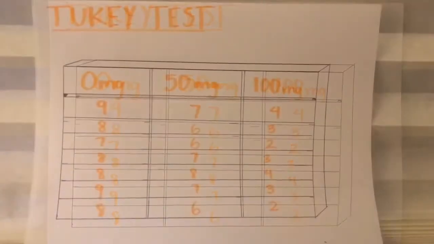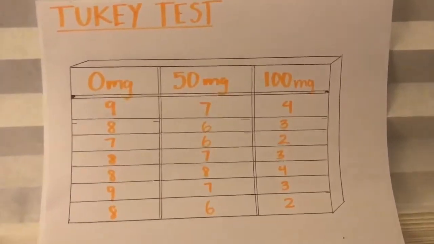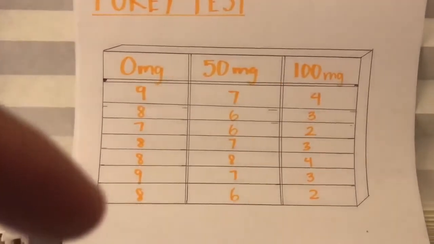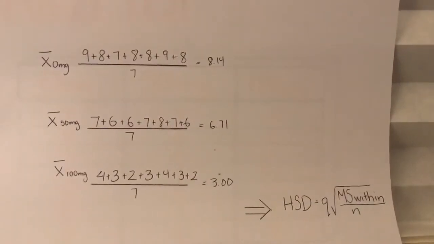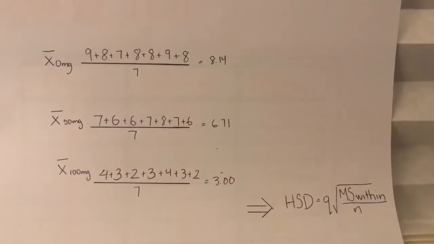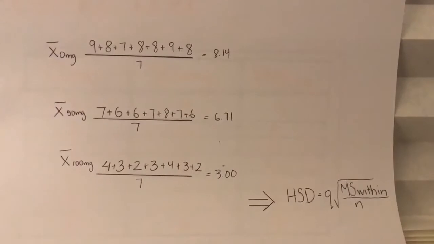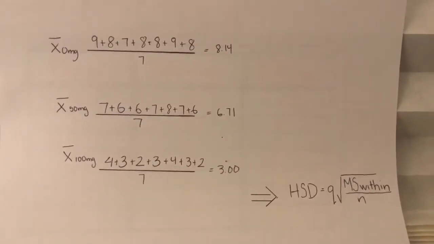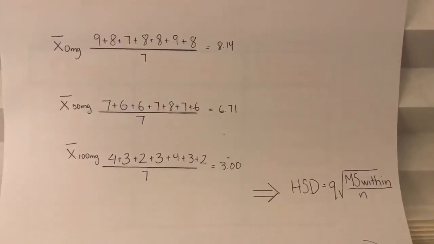So let's move forward. In order to do that, we will be calculating the means of our groups. For 0 milligrams, we will be adding and dividing by the population, and so forth with 50 and 100 milligrams. As you can see, for 0 milligrams we end up with 8.14, 50 milligrams, 6.71, 100 milligrams, 3.00, and then we move to calculate the HSD, which stands for honestly significant difference.